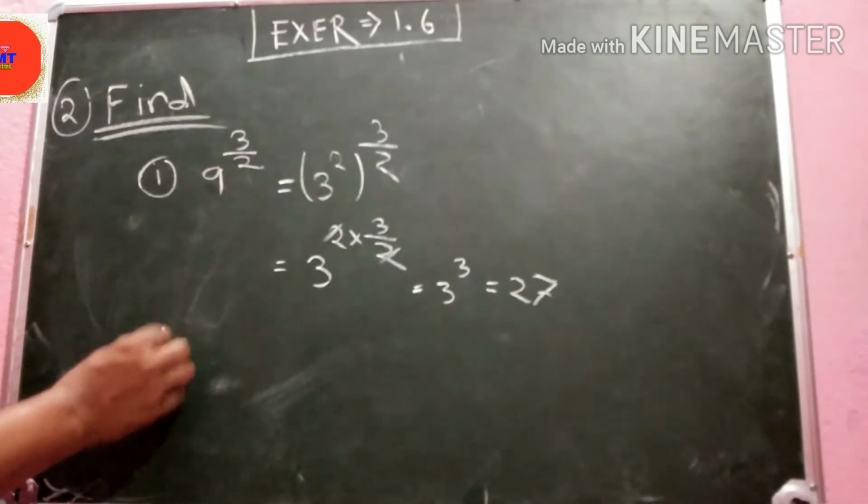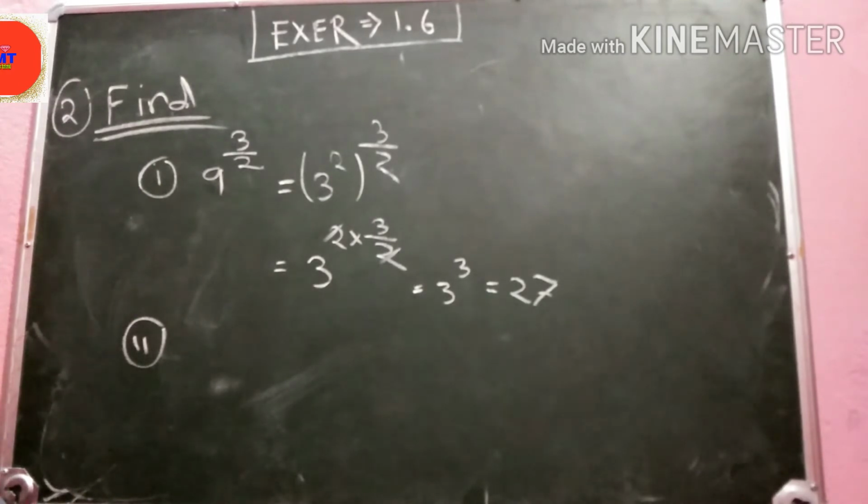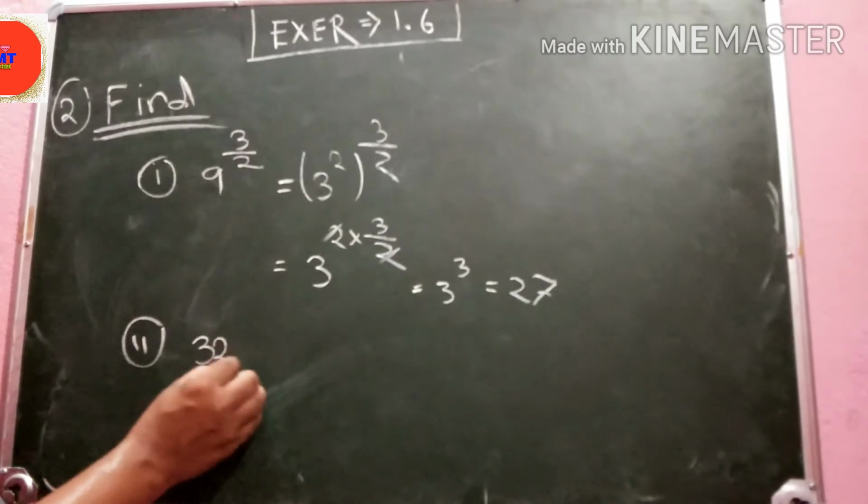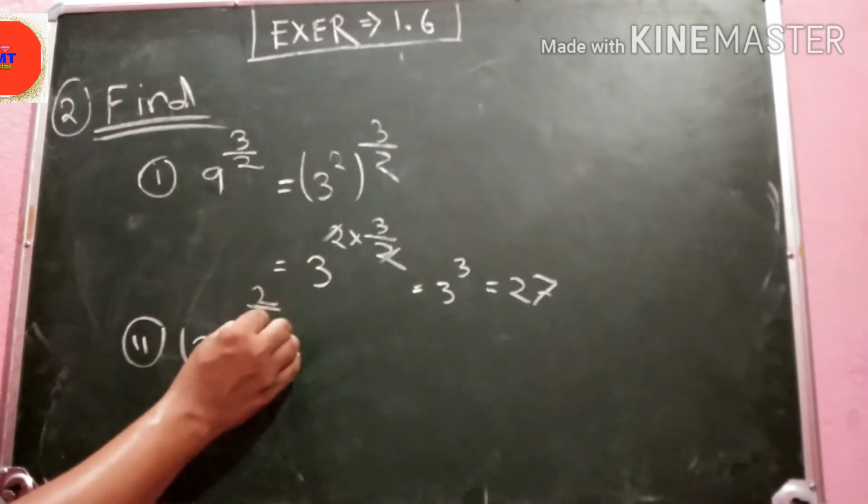Now move to part (ii): 32 to the power 2/5. 32 to the power 2/5.